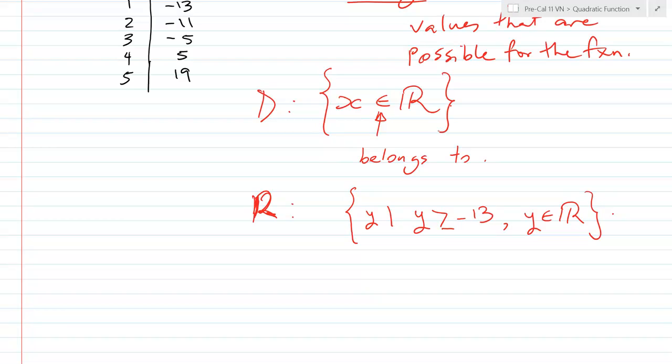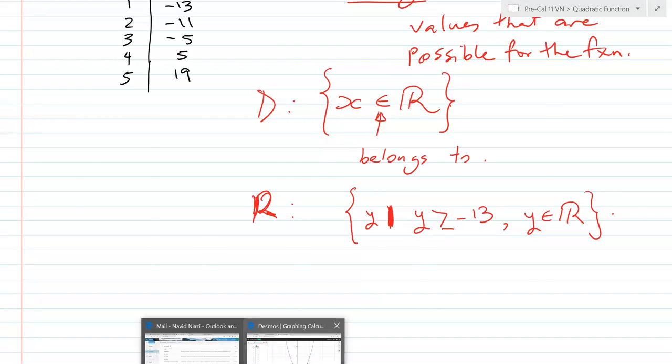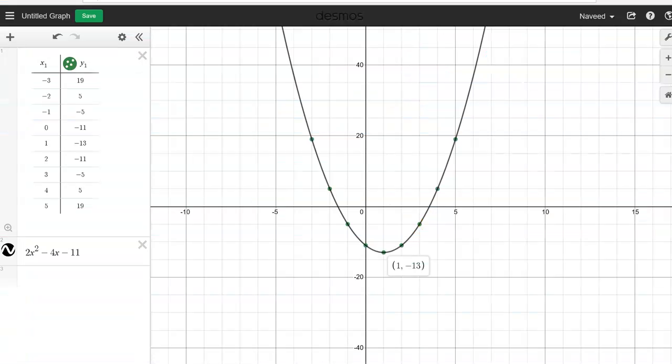And the notation, you got used to it. This little straight bar up and down means such that, again, mathematical language and notation. So let's go back to the graph quickly one more time. There is a floor, -13. Y cannot go below -13, so everything above, that means greater than or equal to -13, is the range. All right, so that's what that is.